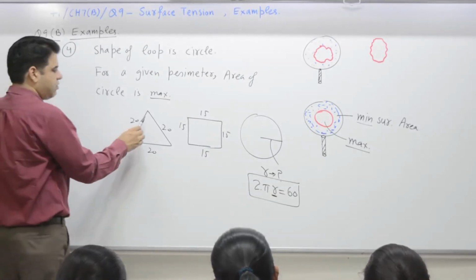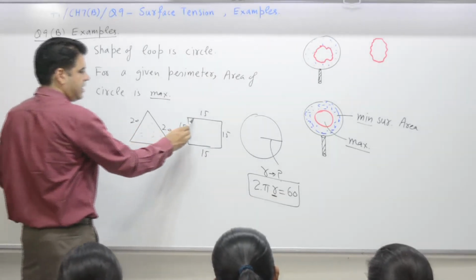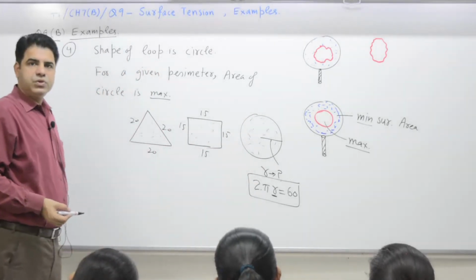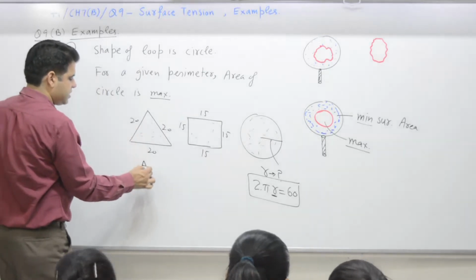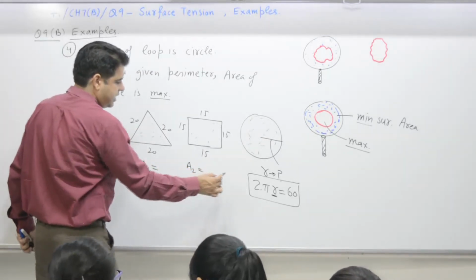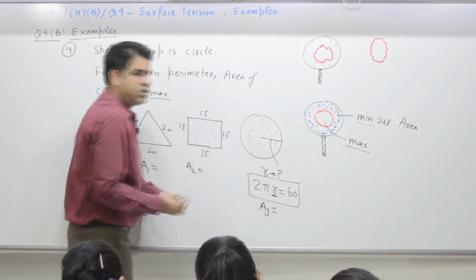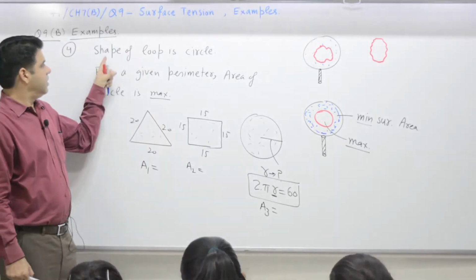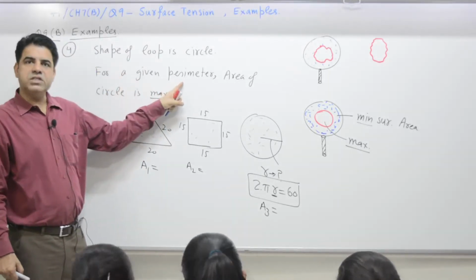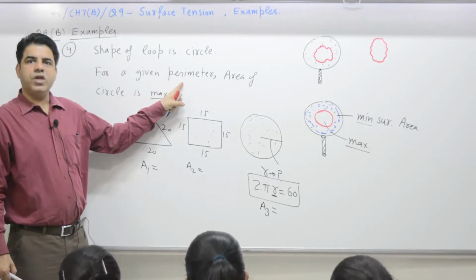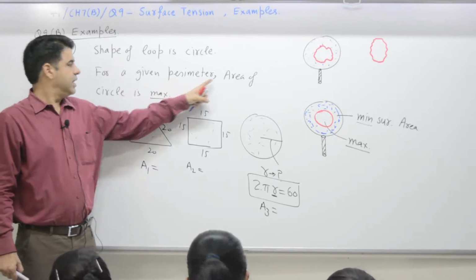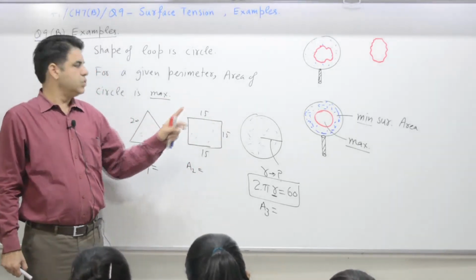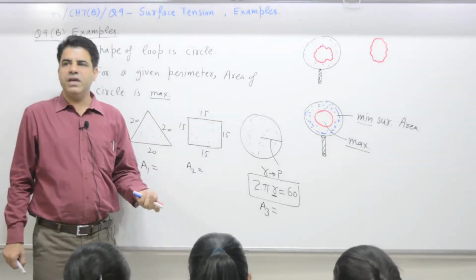Now in 3 cases you can find out the area: area of the triangle, area of the square, area of the circle. You will find area in the first case, second case, and third case. You will observe, for a given perimeter, perimeter was given how much? 60. In all the cases, perimeter is 60. You will find area of the circle, this A3, will come out to be maximum. 2 minutes with you to write and find the value of A1, A2 and A3.